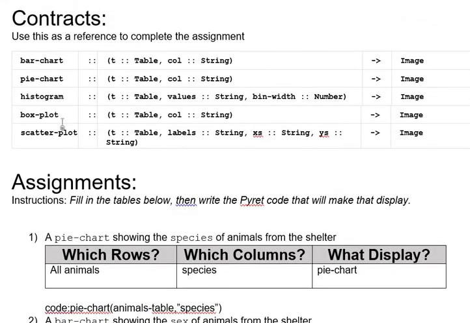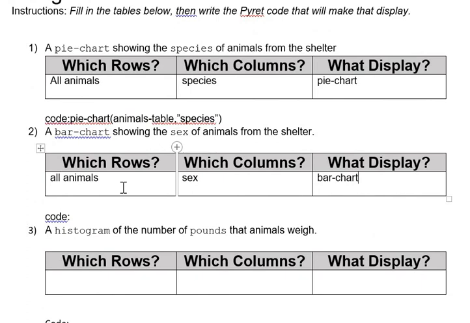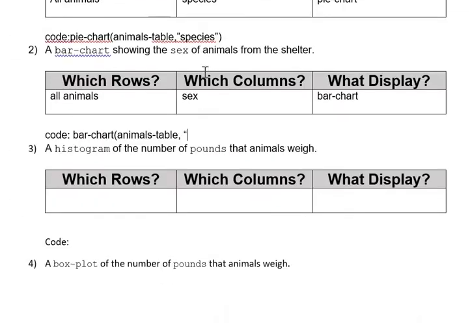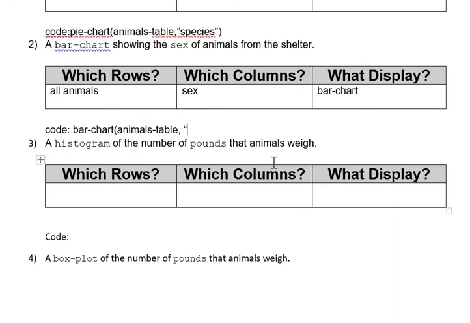And I go up and look at the bar chart contract, and bar chart takes in a table and takes in a string. So I type in bar chart, takes in a table, and it takes in a column, which is a string. So I'm going to go to my column and type in sex, close the quotes, press enter. Close the parentheses.